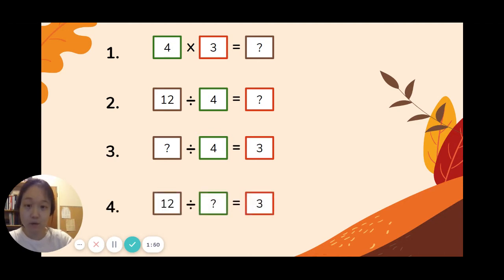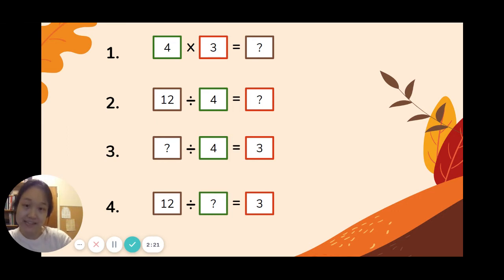Or 12 divided by question mark equals 3. What happens when the missing number is the divisor? Knowing fact families can help you change or rewrite those number sentences into ones that you know how to solve. The first part of the assignment will be asking you to solve number sentences where the total number is missing. So a number sentence that looks like number 3.